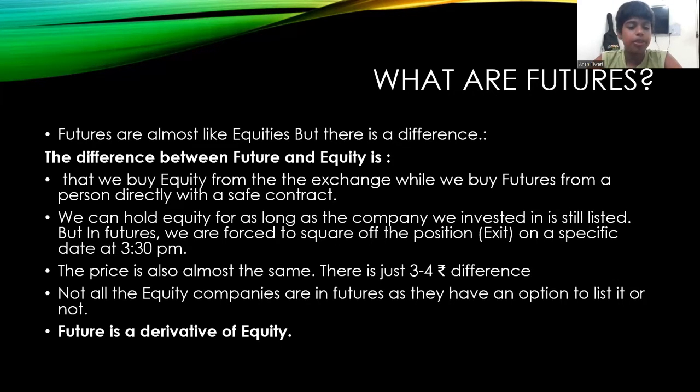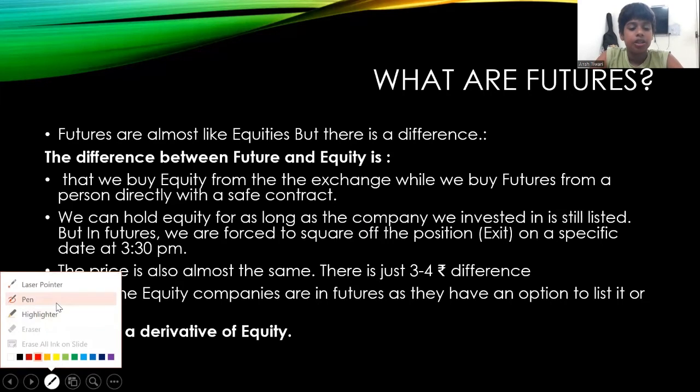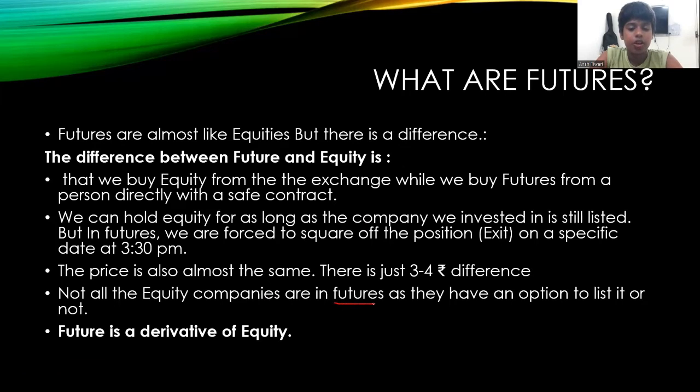Now, there's one more thing: the price is almost the same. Mostly it's very near. Sometimes the price difference goes up to a maximum of nearby 10 rupees, but usually there's just a very small difference between these two. Also, all the companies listed in the equity market are not always in futures. The company has an option to list in futures or not. If they don't want to be in options or futures, they can leave it only in equity.